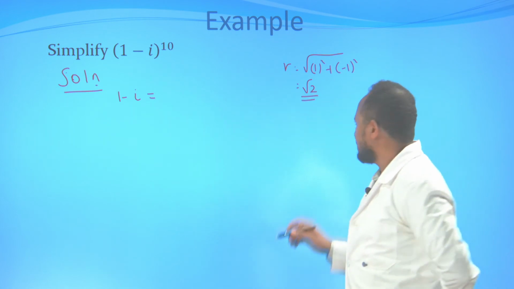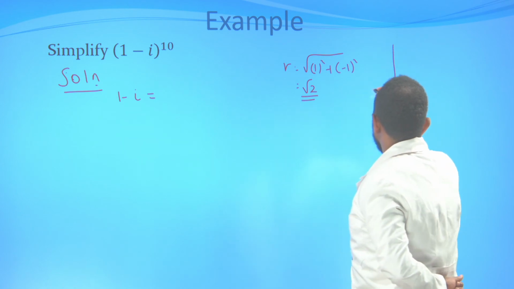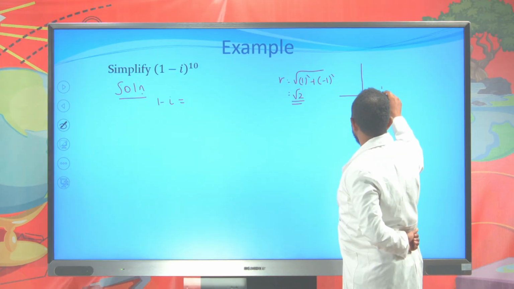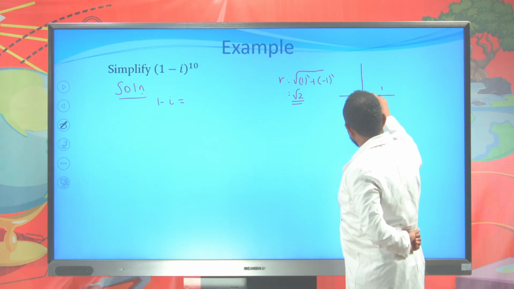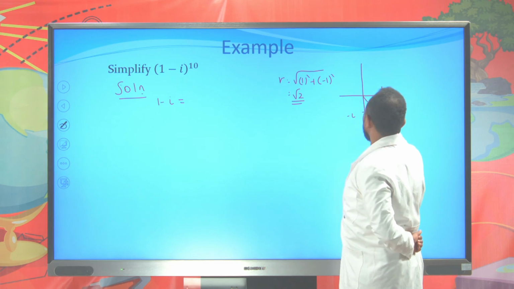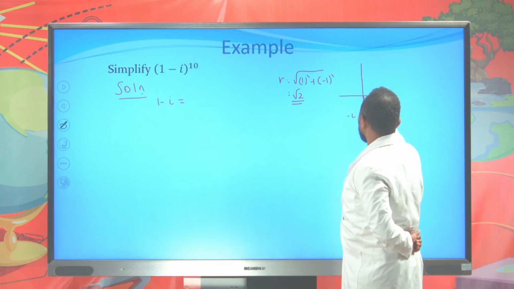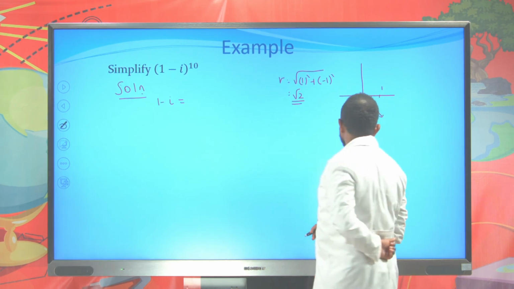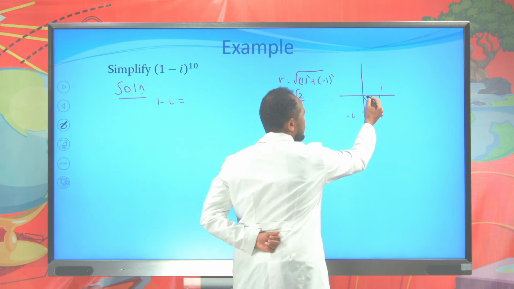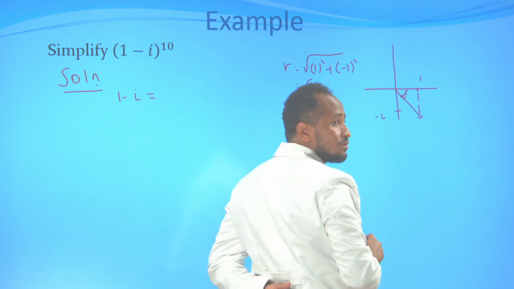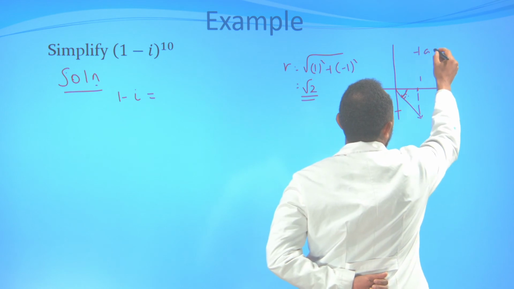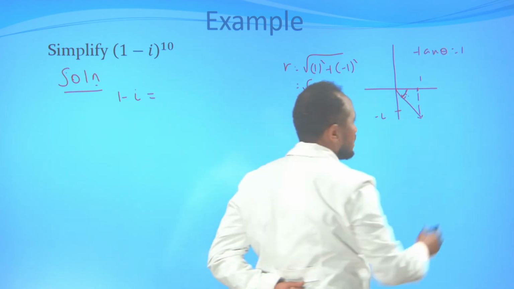And its argument: I need to draw the quadrant where it is found. 1 minus i is a fourth quadrant angle, so I need to find this angle from the positive x-axis to the vector of this complex number. The magnitudes are 1 and 1, so tan theta, opposite over adjacent, is 1, so theta is 45 degrees.